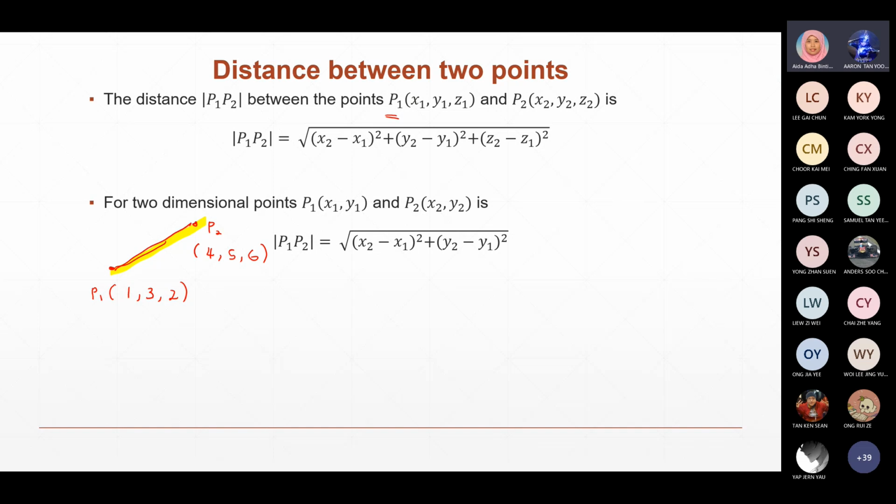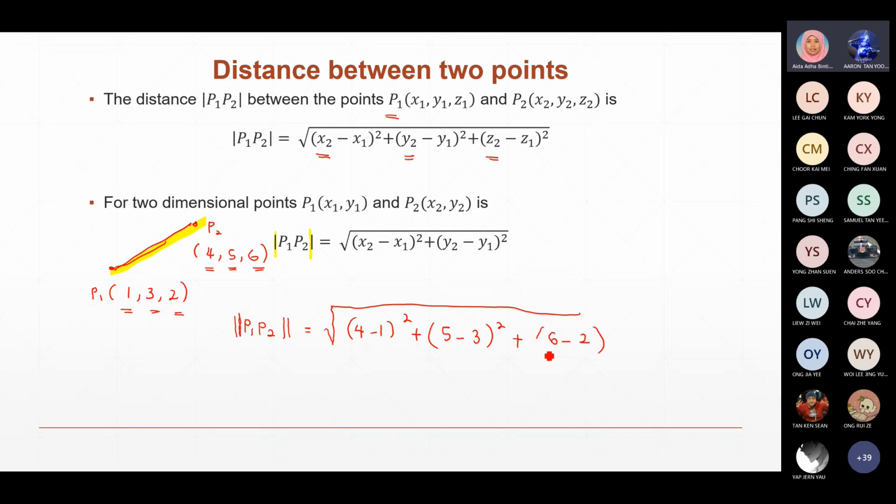First of all, we look at the notation. For P1 to P2, you have the parallel lines here. If you want to put a double line, that is also no problem. It refers to the magnitude, and also to the distance. How do we get this magnitude? We look at the example here. We have to put the square root over everything. For the first term, we look at point P2, the x coordinate: 4 minus 1, squared. The second term is 5 minus 3, squared. And the last one, for coordinate z, is 6 minus 2, squared.